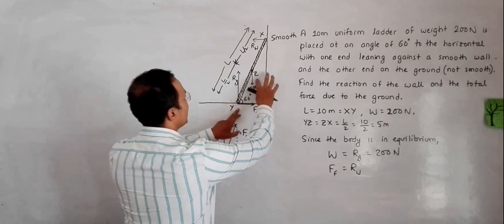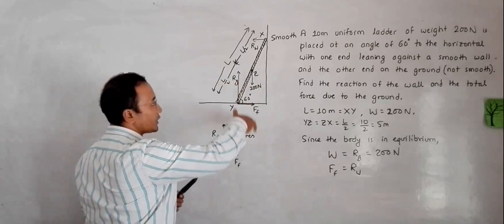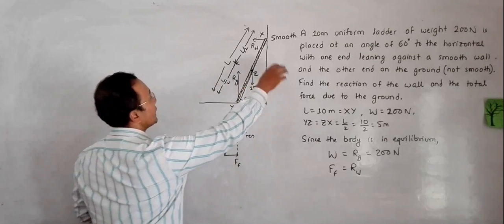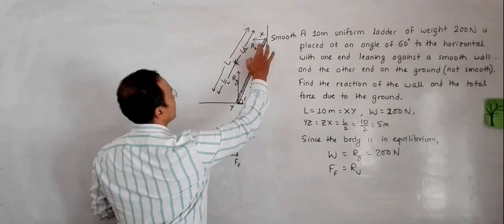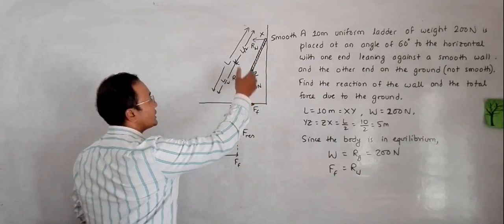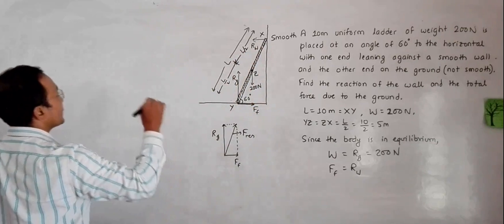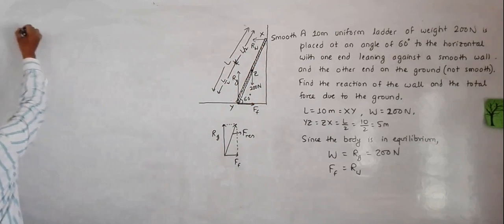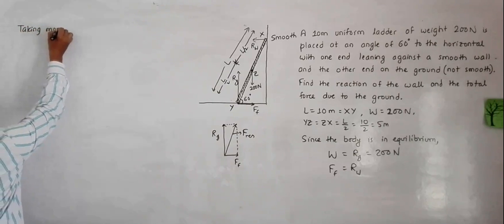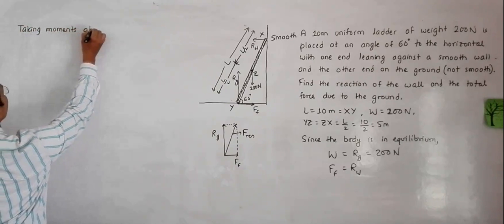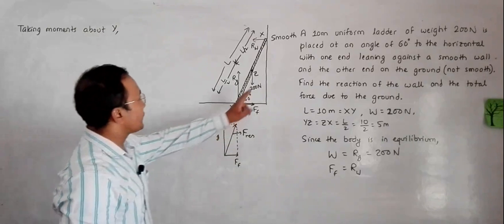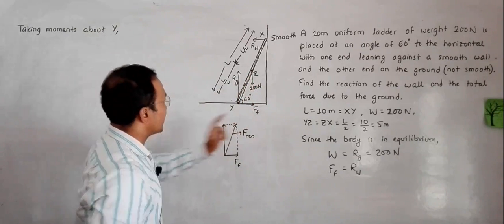So this force will try to move this thing clockwise. If I take this as fulcrum, this force will try to move it clockwise, and in the same case this force will be trying to move it anti-clockwise. So this force clockwise and this force anti-clockwise. So taking moments about point y, moments or torque, what I must have is the torque or moment due to this thing.